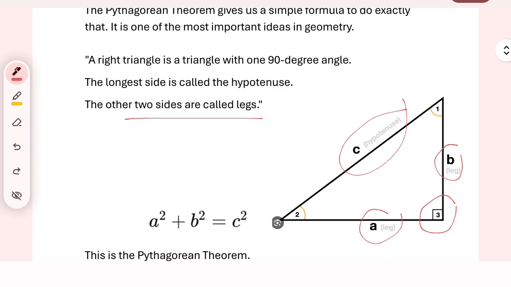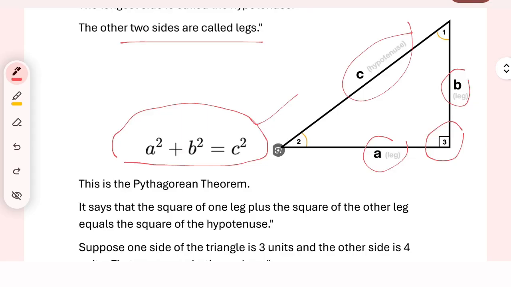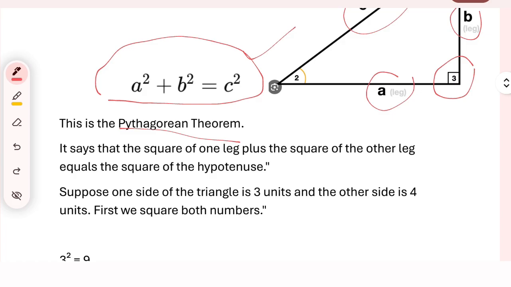And the Pythagorean theorem is stated as this formula. If you square one of the sides, A squared, and add it to the square of the second side, B squared, it would be equal to the square of the longest side, or the square of the hypotenuse, C squared. And this is what we call the Pythagorean theorem. Again, it says that the square of one leg plus the square of the other leg would be equal to the square of the hypotenuse.